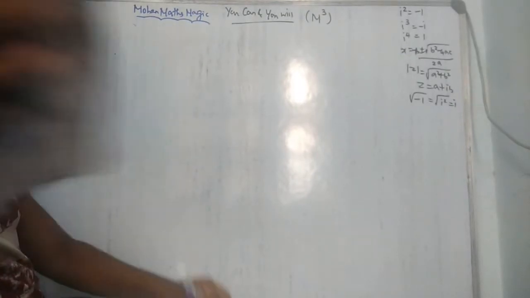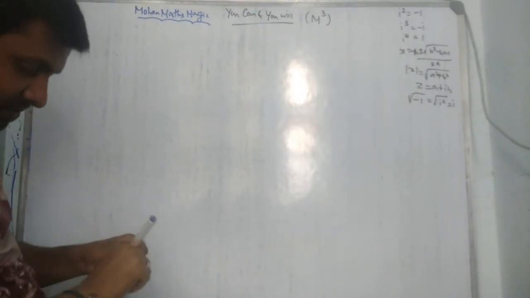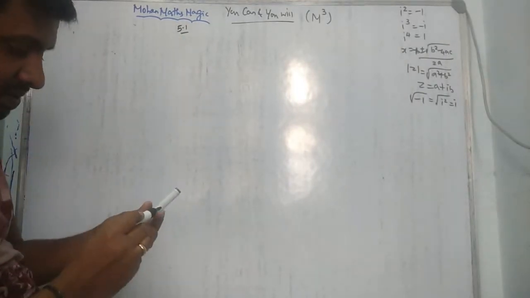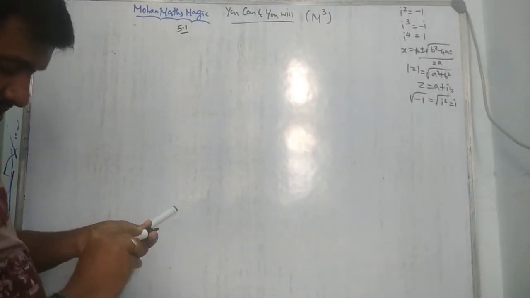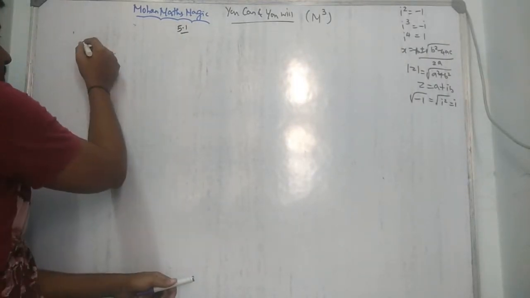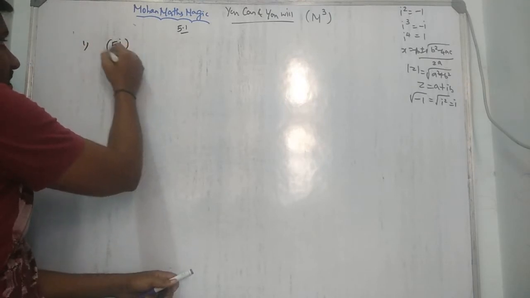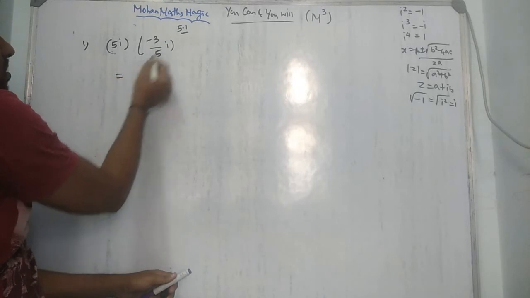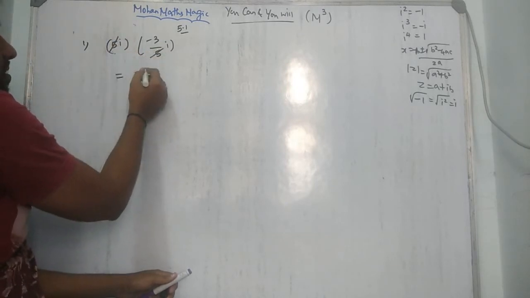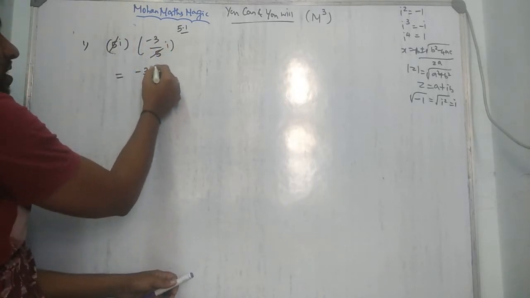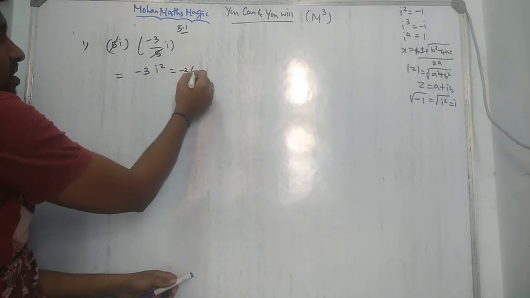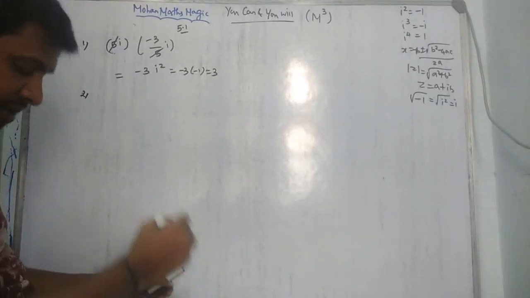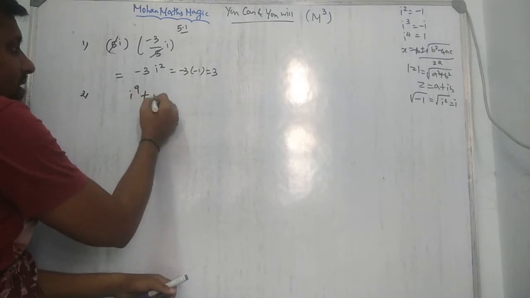Okay, so exercise 5.1, complex numbers. First sum: 5i times minus 3 upon 5 into i. So now the multiplication, the 5 cancels: minus 3 i into i square. So this will become minus 3 into minus 1. The answer is 3. Second sum, i power 9 plus i power 19.